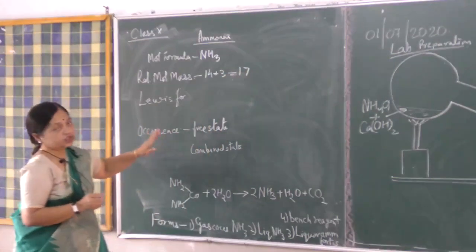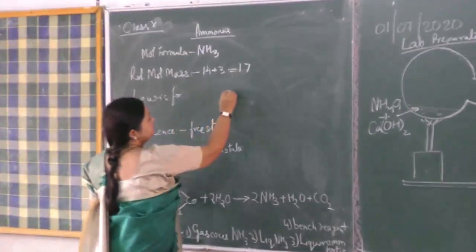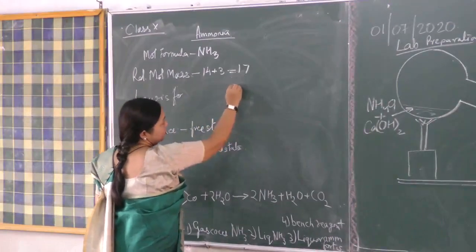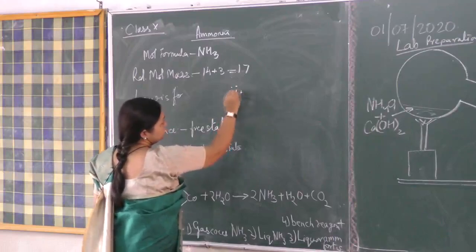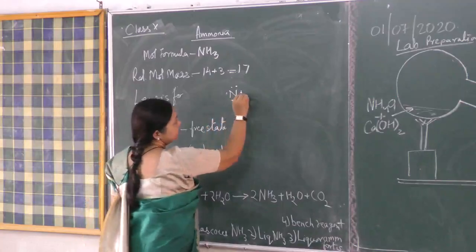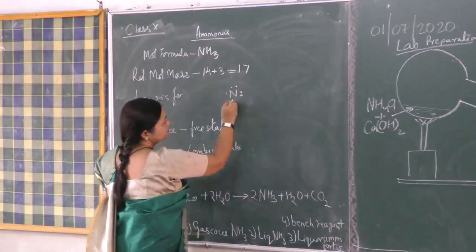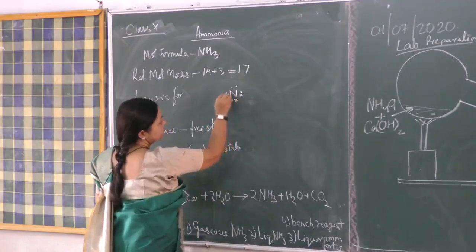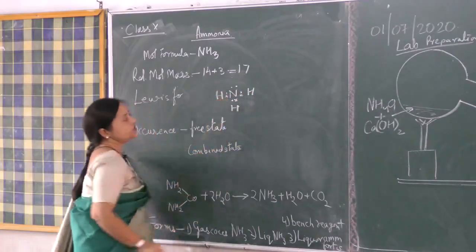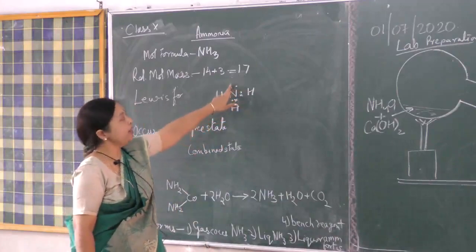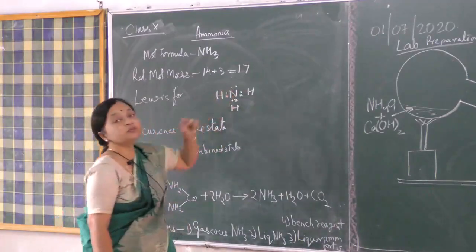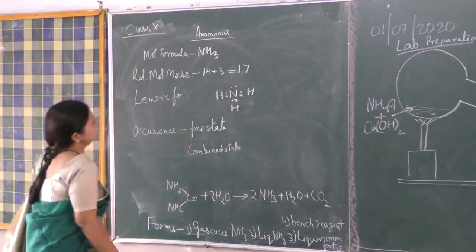Lewis dot cross structure, Lewis formula. You know that nitrogen has how many valence electrons? 1, 2, 3, 4, 5, and hydrogen has 1. So 3 bonded pairs and 1 lone pair. That lone pair is very important. This lone pair is responsible for its basic character.